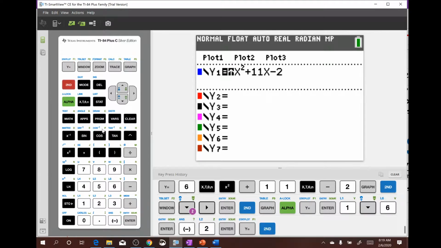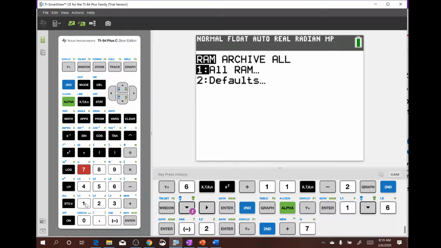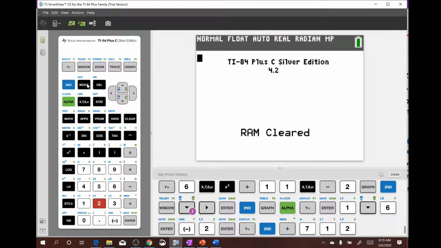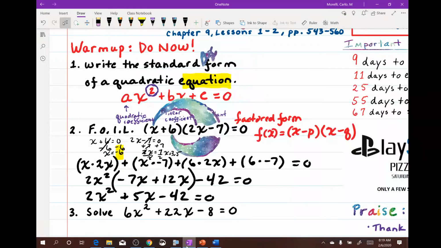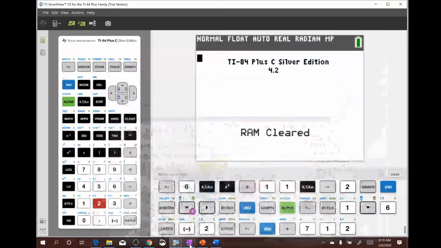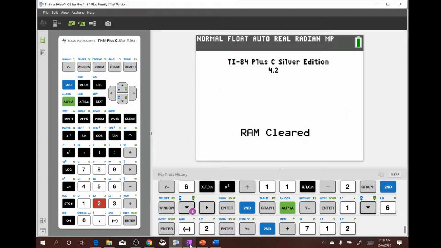Here's what you do, guys. Let me clear the memory. Now, you think the solutions are negative 6 and 3.5. We call those solutions the zeros because if you evaluate the quadratic at those solutions, the output should be 0.